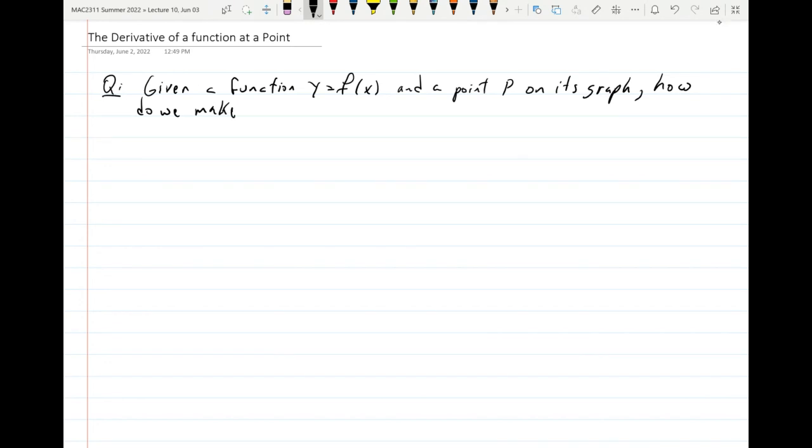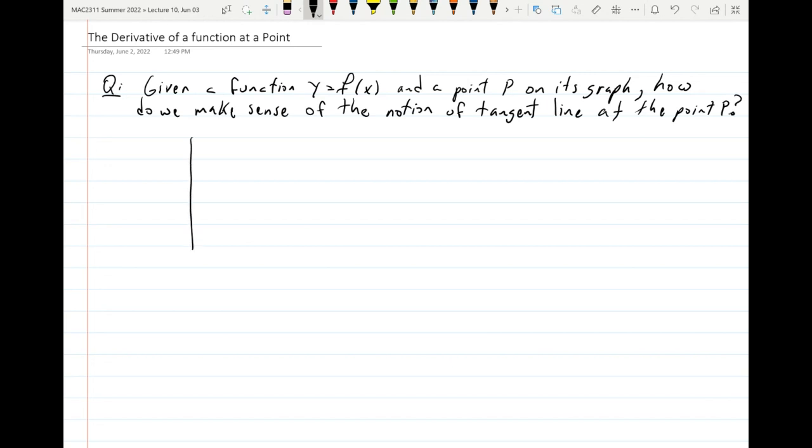Okay, so given a function and a point, the question is how do we make sense, and by this I mean how do we define, the notion of tangent line at the point P. This is the question that we want to answer.